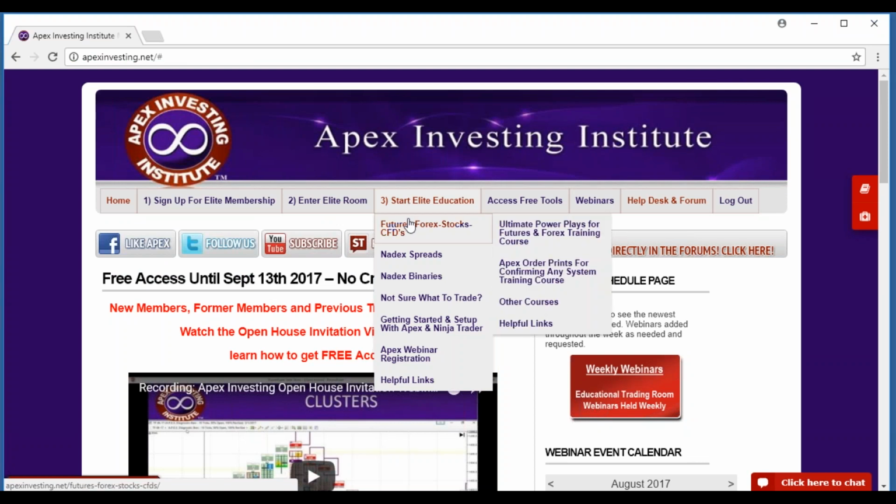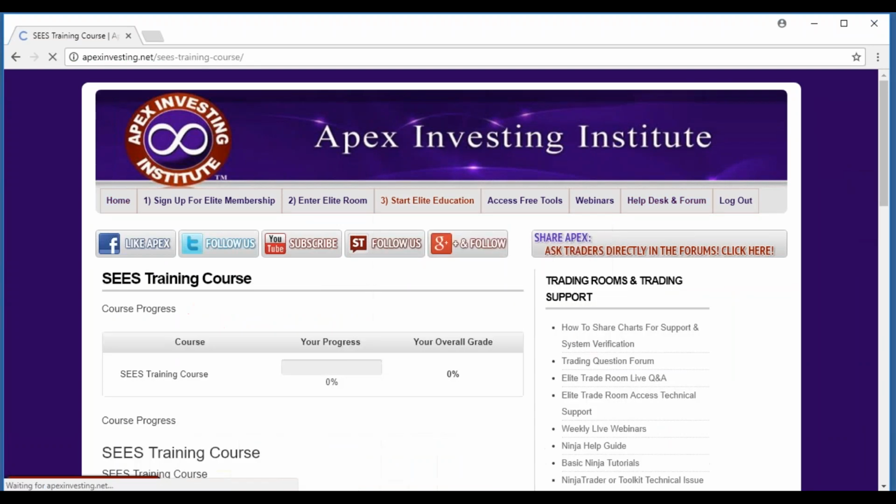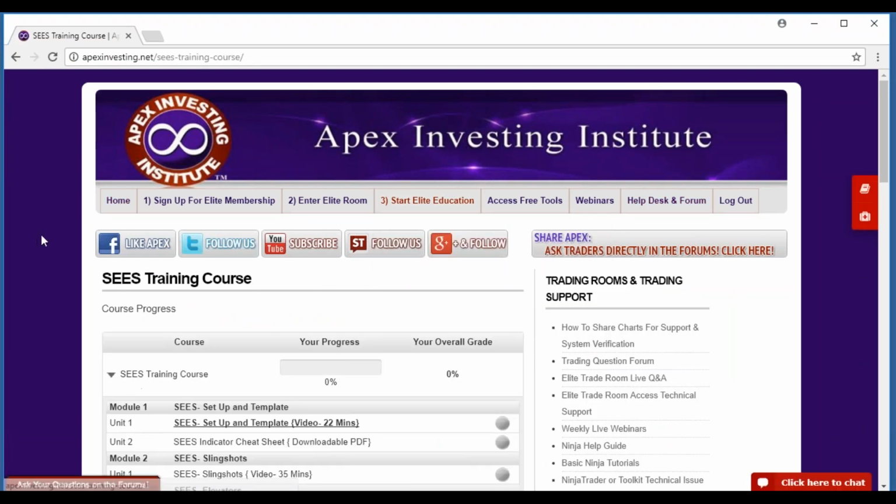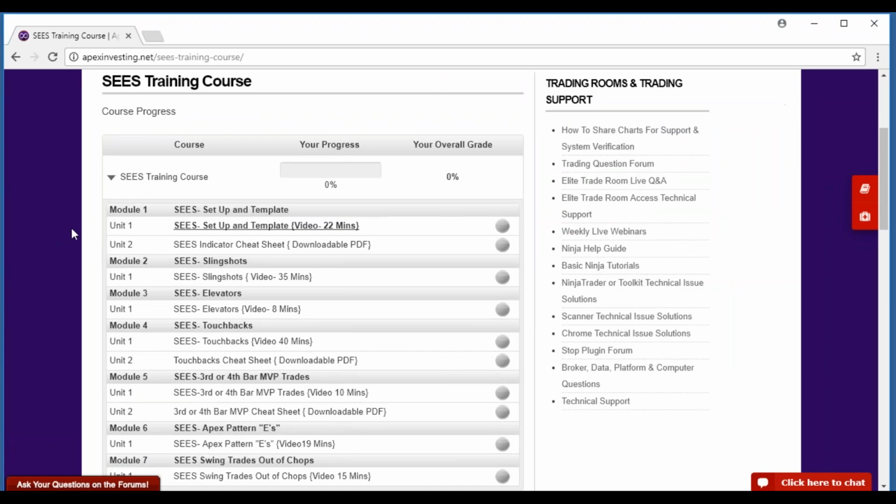And just for example, if you go under this first tab here, you've got ultimate power plays and order prints, but other courses, bam, right here, C's training course. There is a full step-by-step training course on the C's system. Slingshots, elevators, touchbacks, 3rd bar, 4th bar MVP. There's a full step-by-step training course on all the different setups of C's.